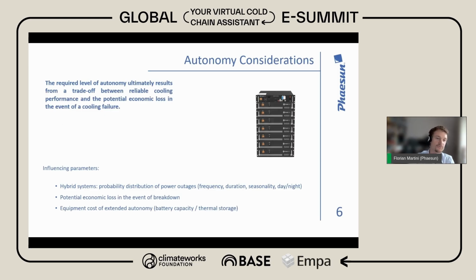But as a rule of thumb, we normally calculate with an autonomy time of about 1 day, which is then kind of the break even or the most viable economic autonomy time.